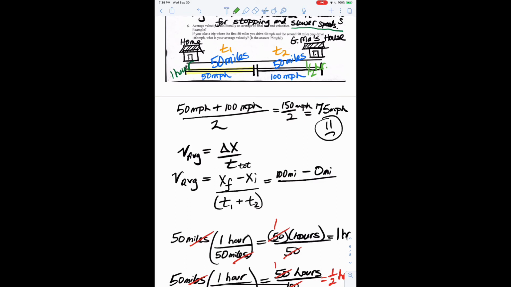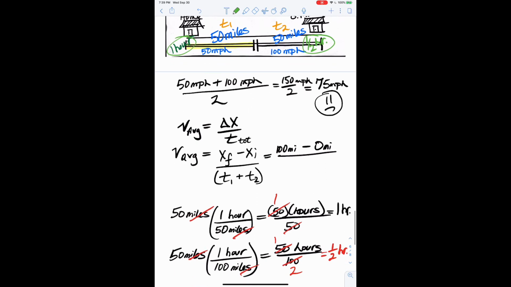Okay, so, but we said, yeah, that's fine. So total time for the trip is T1 plus T2. So we're saying an hour plus a half an hour, which is going to be 1.5 hours.